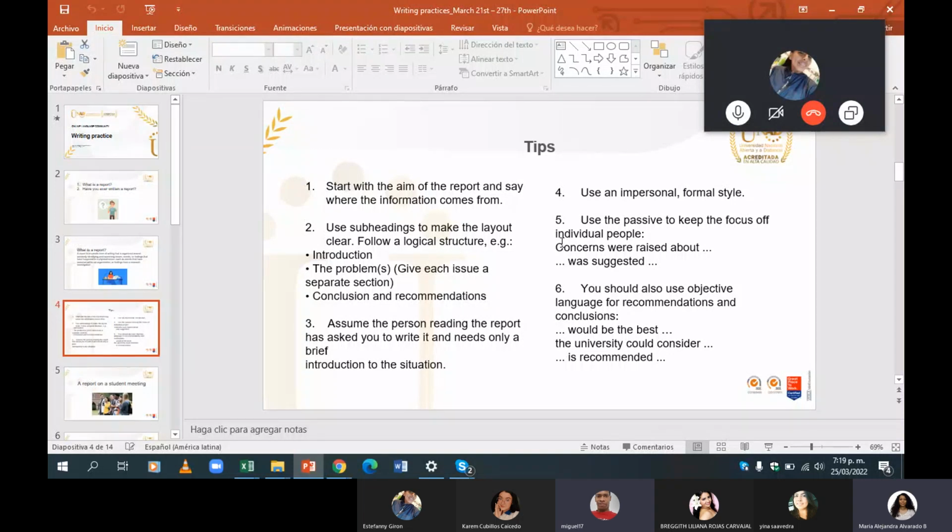Okay, tips. Start with the aim of the report and say where the information comes from. Number two, use subheadings to make the layout clear. Follow a logical structure, for example, introduction, the problem or problems, give each issue a separate section, two or more, I suppose, and conclusion and recommendations. Okay, thank you.